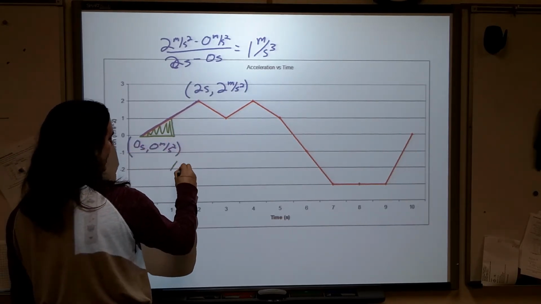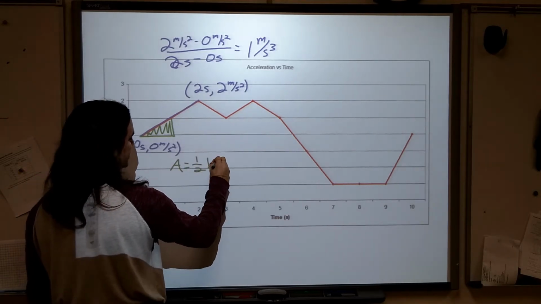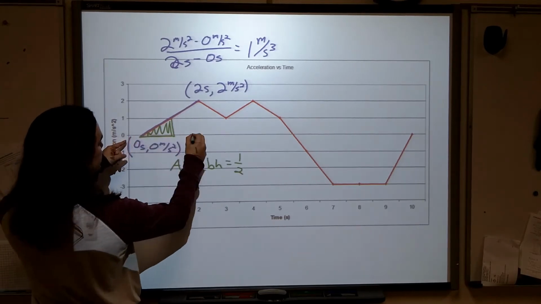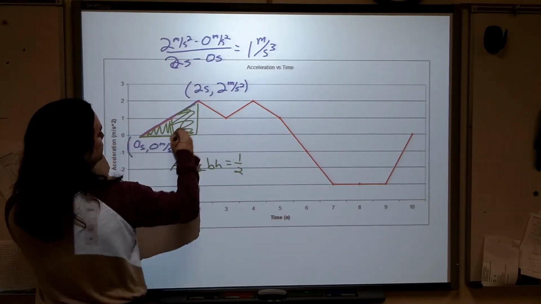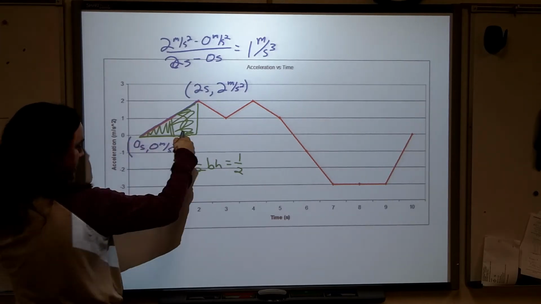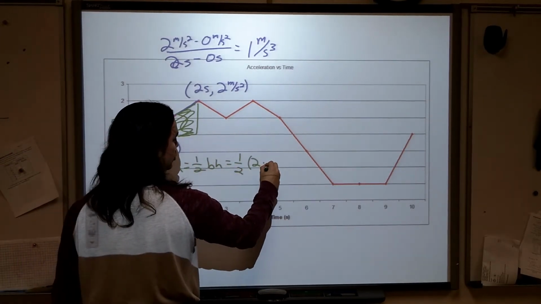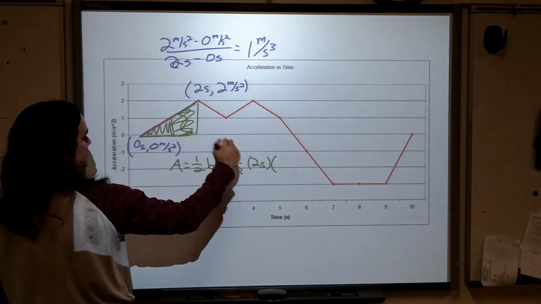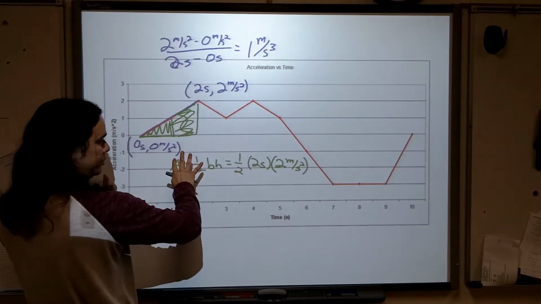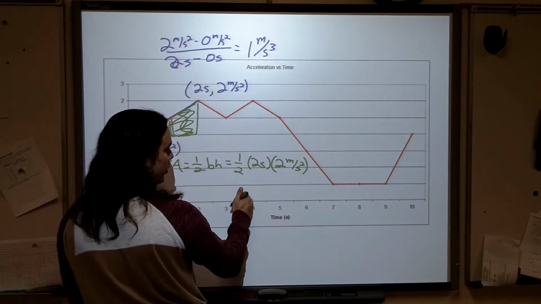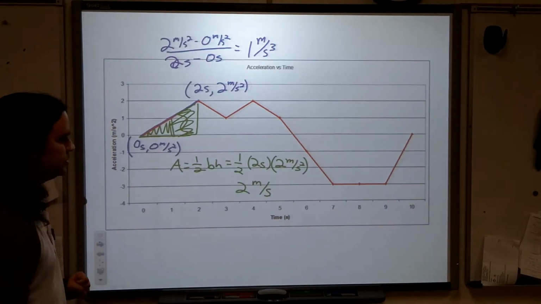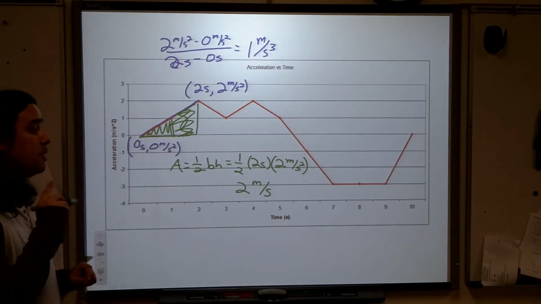We've got a triangle, so my area is going to be 1/2 base times height. Well, let's do the entire thing here. I could have done that one small section. I can do this larger section. It's however I want to look at this. 0 to 2, my base is 2 seconds. My height is positive 2 meters per second squared. When I multiply all these out, I end up with, what's that going to be? 2 meters per second.